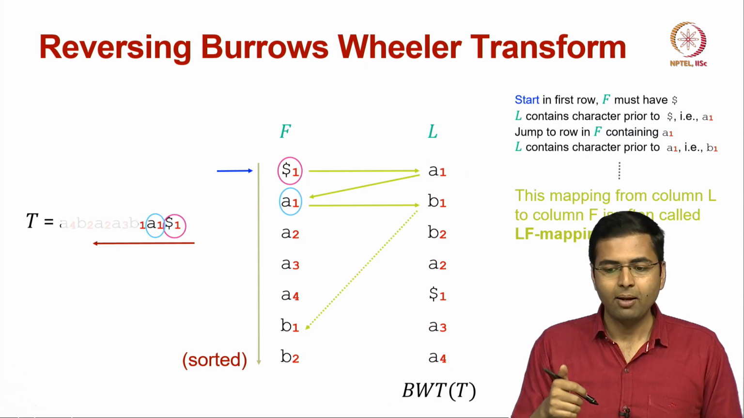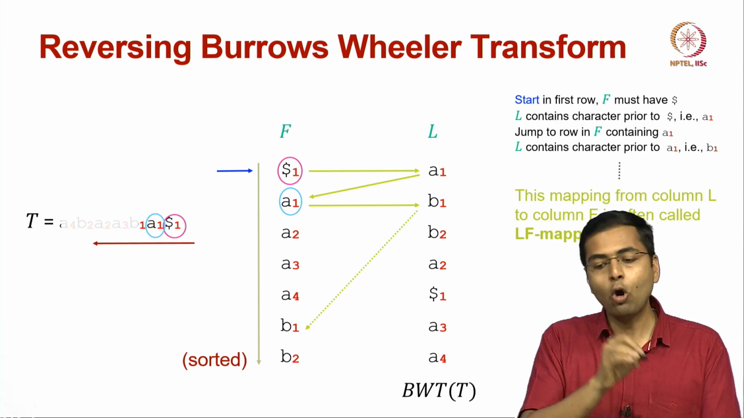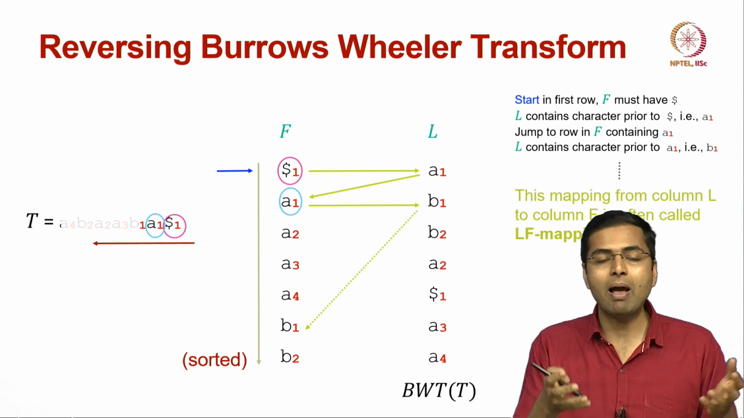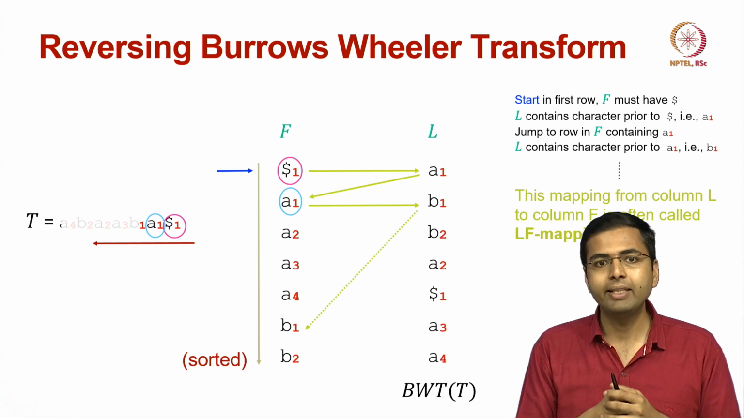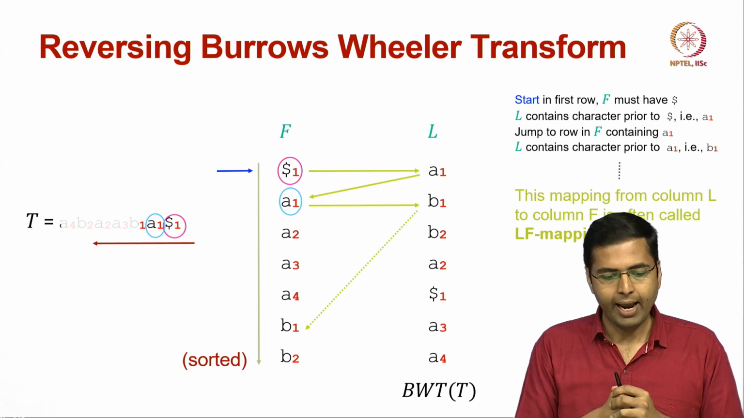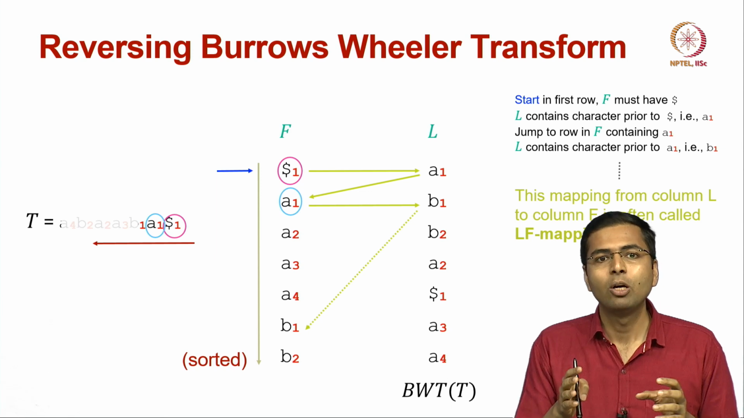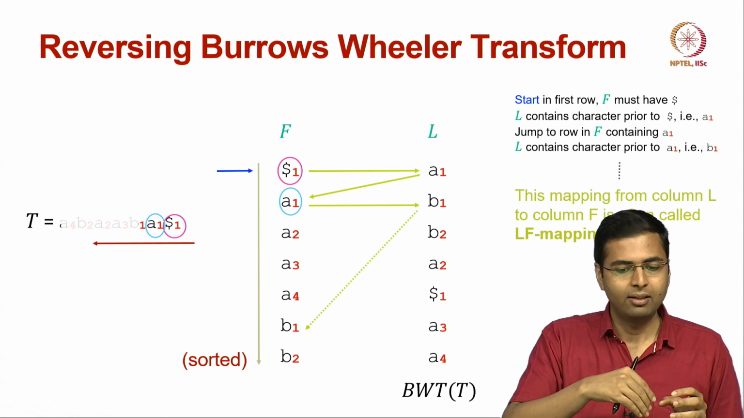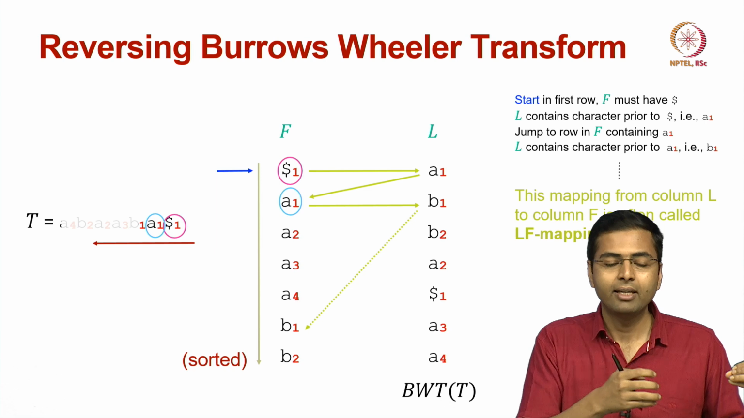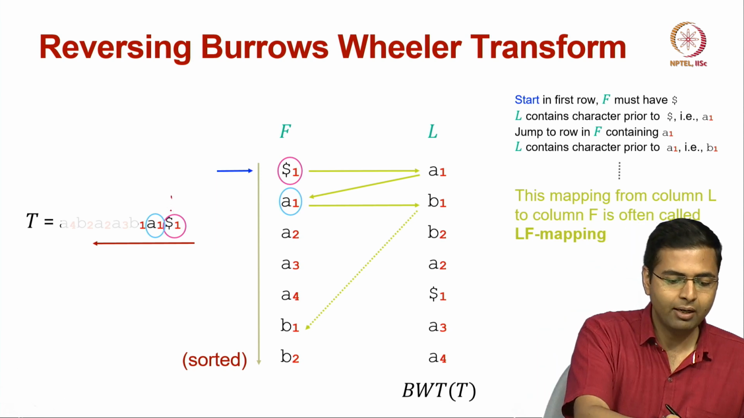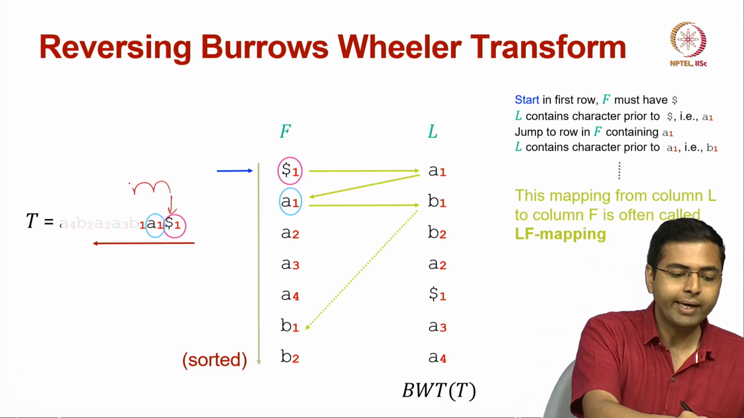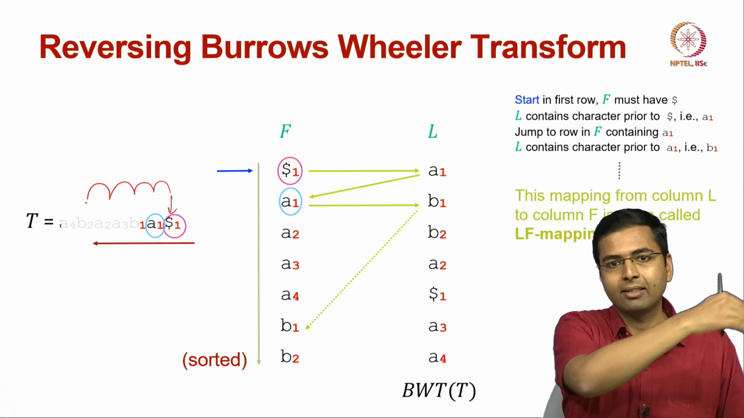So, this mapping from column L to column F is often called LF mapping in the algorithms literature, and using this LF mapping we can reconstruct the entire text T starting from the dollar symbol and making our way one character at a time, moving back.